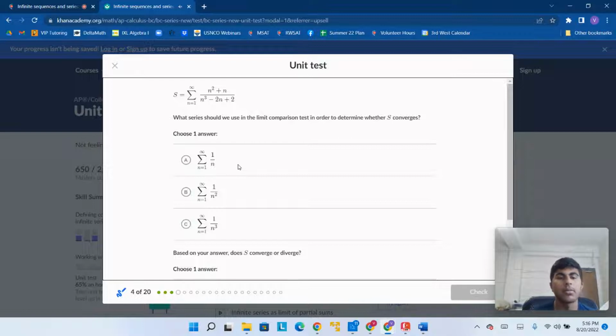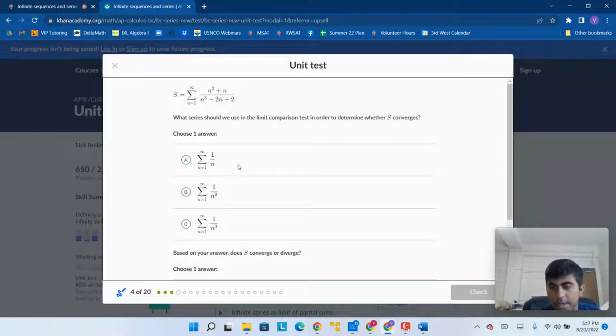S equals the sum from 1 to infinity of n squared plus n over n cubed minus 2n plus 2. What series should we use a limit comparison to determine whether S converges? Well, the way we do this here is the same way that we determined back in pre-calculus when we had these kind of polynomials dividing each other. If it was going to go the n behavior, right?